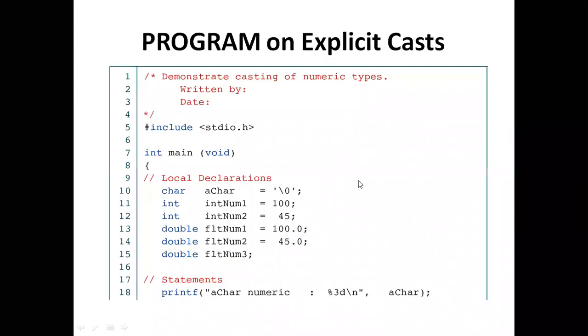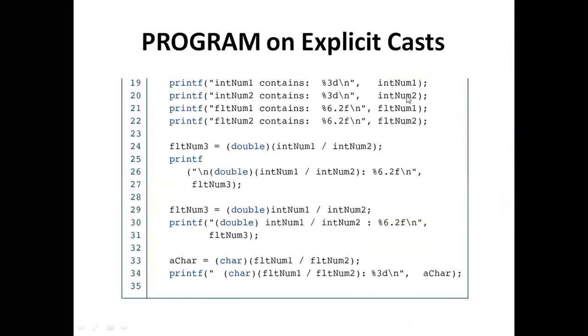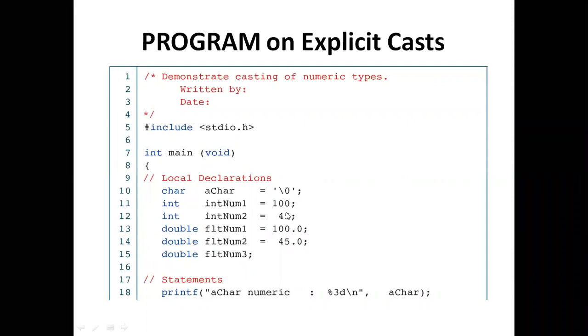Here we are having character type, integer, double, and floating point. It is going to display the character value and integer. And if I am evaluating this, int num1 by num2, 100 by 45, what are we going to get?